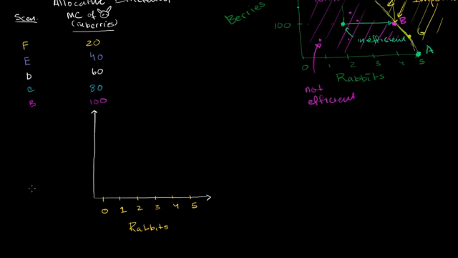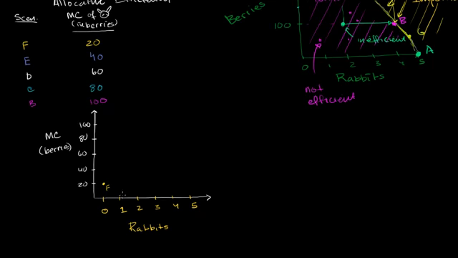right now, I want to put the marginal cost in berries. And let's see, it goes from 20 up to 100. So let's say that this is 20, 40, 60, 80, and 100. So scenario F, that's when we had 0 rabbits, and the marginal cost of trying to get another rabbit, you'd have to give up 20 berries. So that is scenario F right over there.